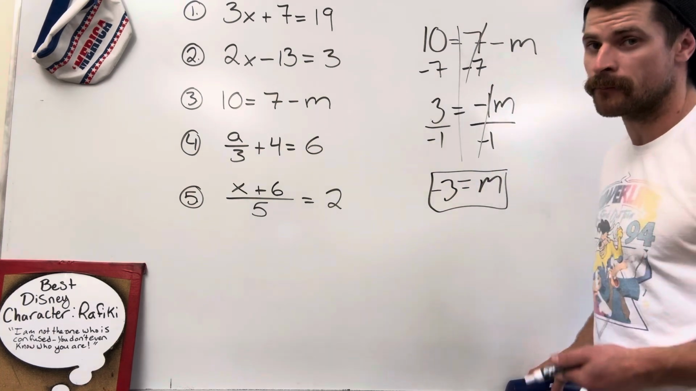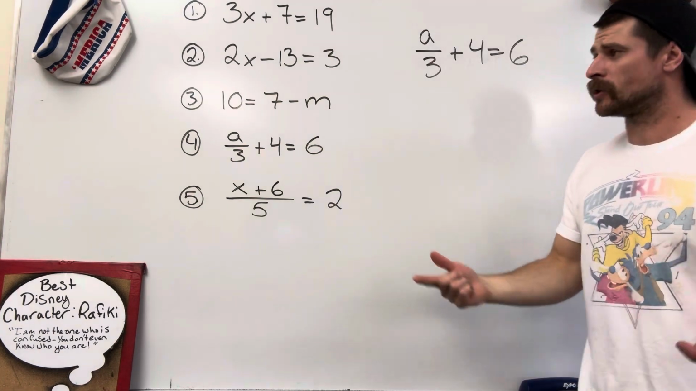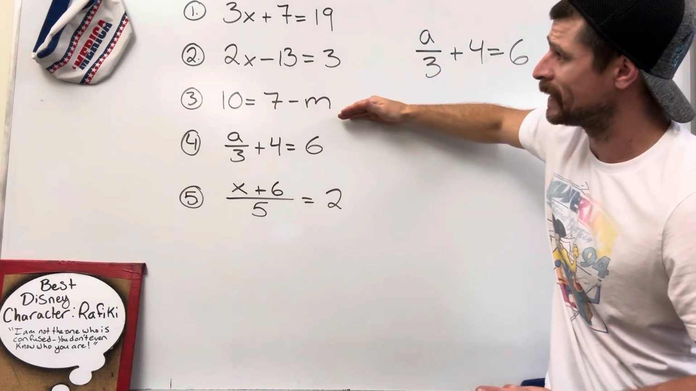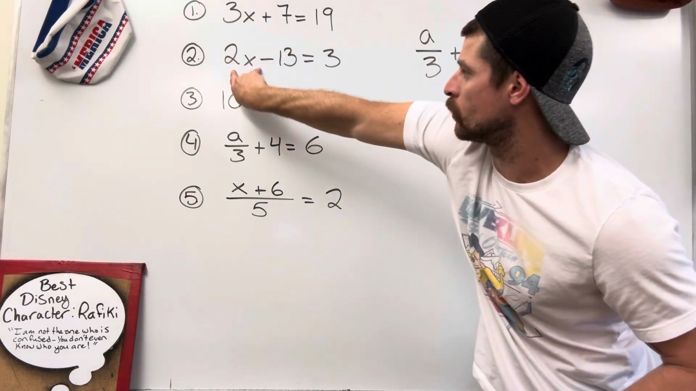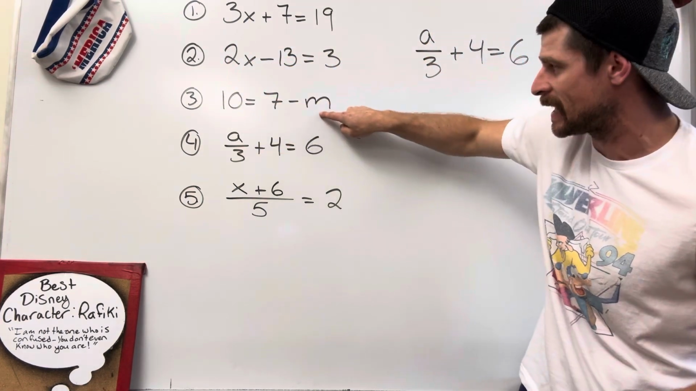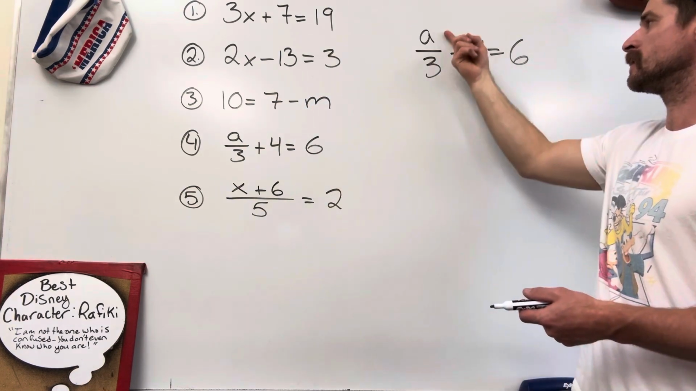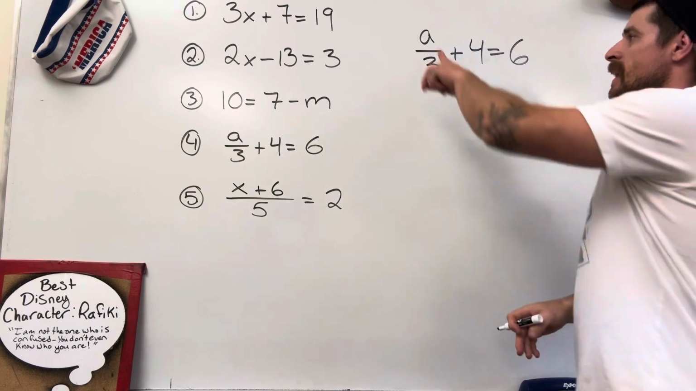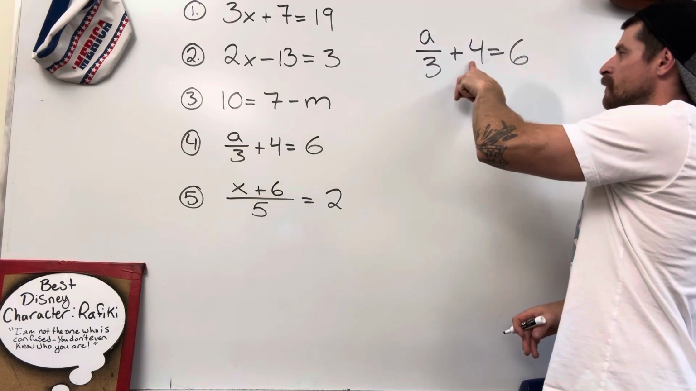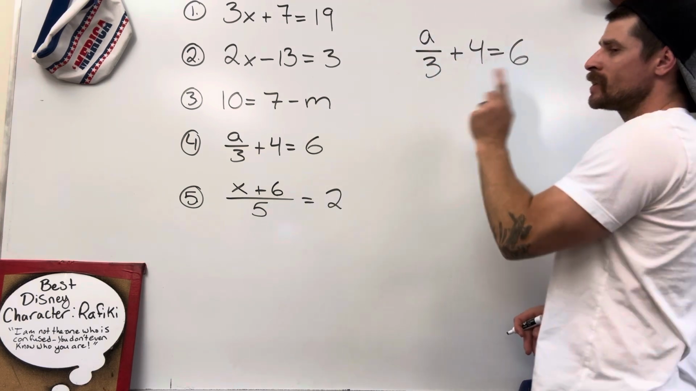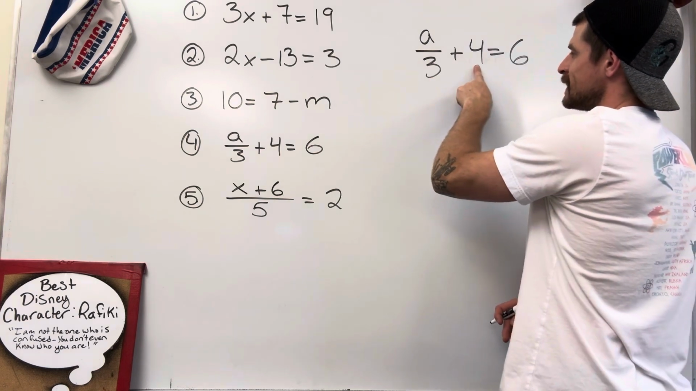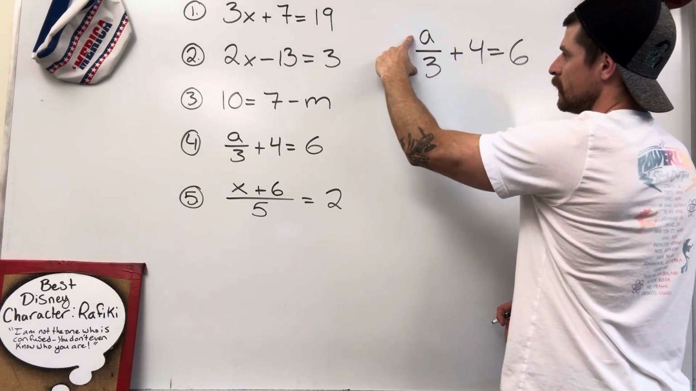Okay, let's move on to problem 4. If you're looking at problems 1, 2, and 3, we got multiplication, and then we had negative 1 times m, which is also multiplication. On problem 4, you see division, okay? A divided by 3 plus 4 equals 6. So we always want to remove the part that is not attached to the variable first.